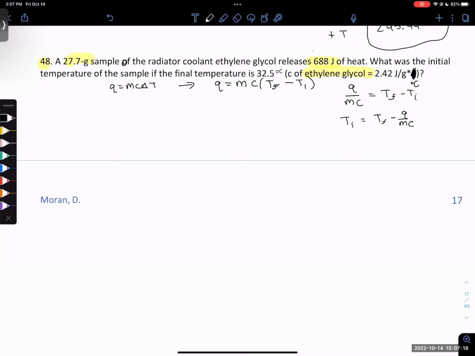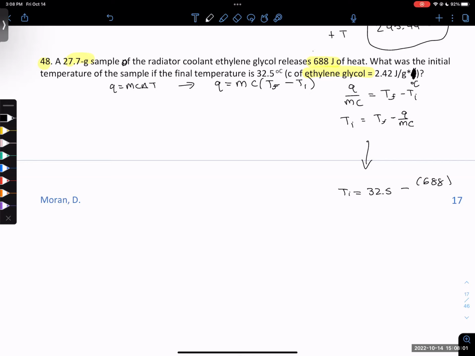Does that make sense? Okay. So let's go ahead and plug in. I'm going to bring this down to the next page. So Ti is equal to the final temperature, which was 32.5, minus Q, 688. I'm looking at my key right here, and I didn't put the negative sign inside. You have to add it to the final temperature. Yeah.